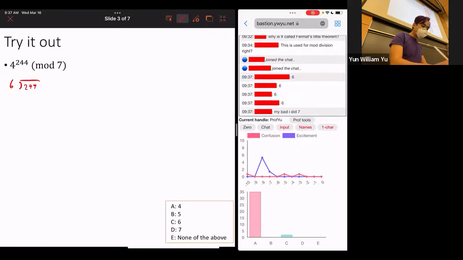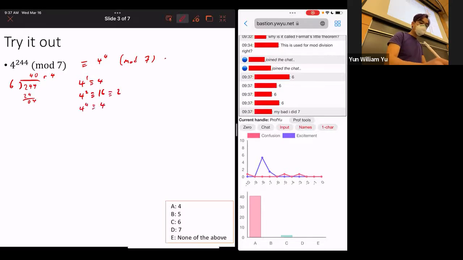So dividing this, that's a 4, 24, 0, 4, 40, remainder 4. So this is congruent to 4 to the 4 mod 7. Well, 4 to the 1 is congruent to 4. 4 squared is congruent to 16, which is congruent to 2 mod 7. And 4 to the 4 is congruent to 4. And so this entire thing is congruent to just 4 mod 7. So the answer is indeed A.